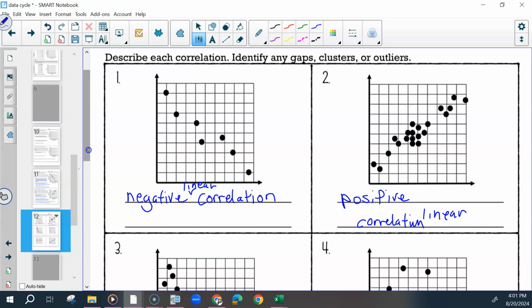But positive linear correlation. And then using our words up here, it looks like there's a gap right here. But I think they want it to be further apart for that really to be a gap. But I can definitely tell there's a cluster. I'm going to get rid of this gap, but definitely say that there's a cluster because there's a bunch all together.